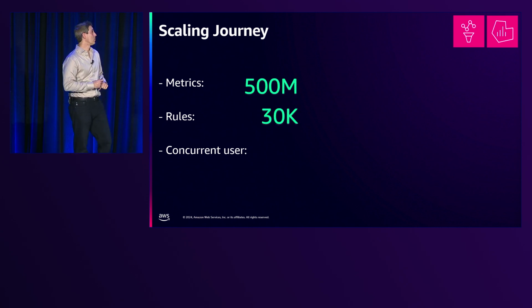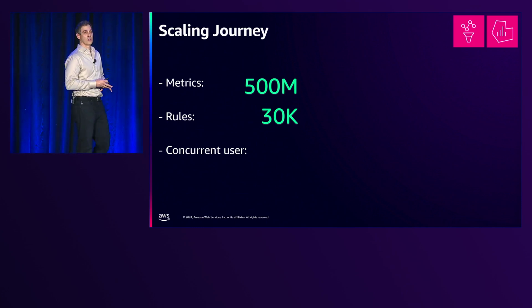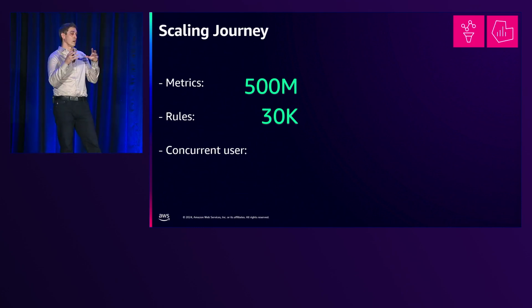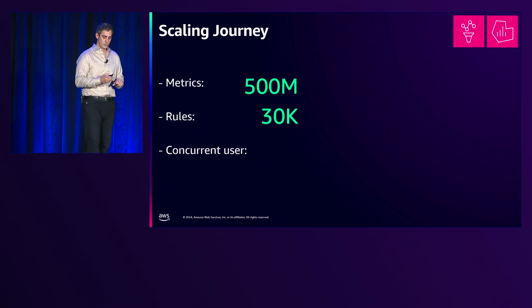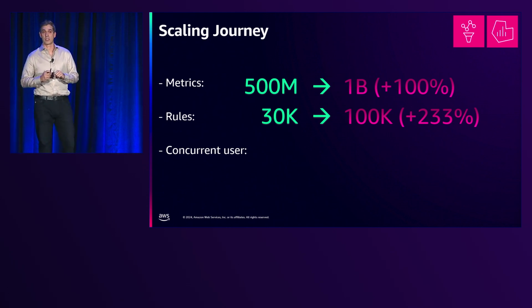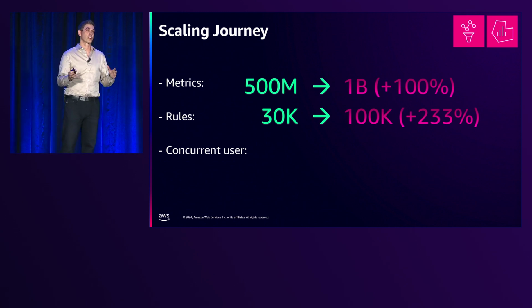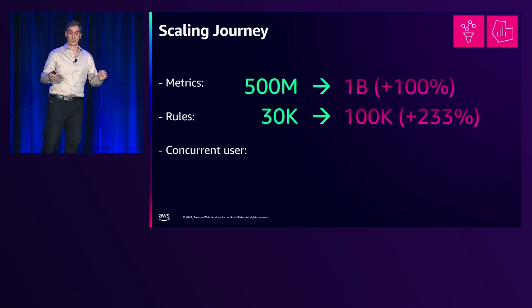Last year, we announced support for 500 million active time series metrics per workspace and 30,000 rules. A workspace is the isolation and security of the space where you ingest, query, and store these metrics. I'm happy to announce that we now support 1 billion active time series per workspace and 100,000 rules. So this gives you the ability to unify all of your metrics across your EKS clusters, your EC2 environments, across all your accounts, your hybrid environments, as well as multi-cloud environments.